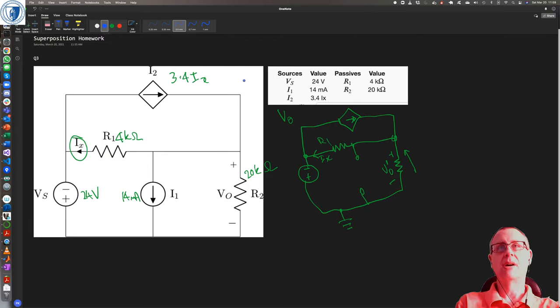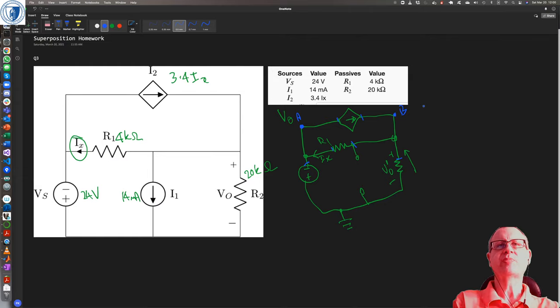I'm going to have a look at it using nodal analysis, and the reason I'm doing that is because I can see that there's a node here and I have a voltage source here. So I'm going to call this node A and this is node B, but remember it actually goes all the way across and down.